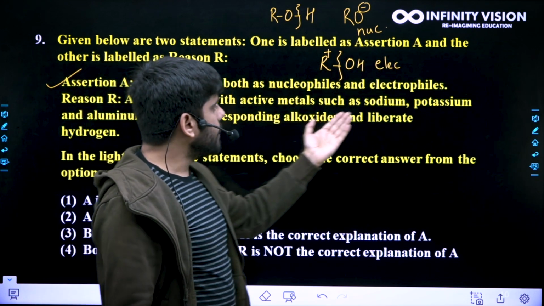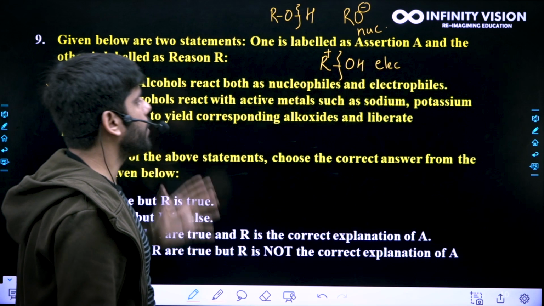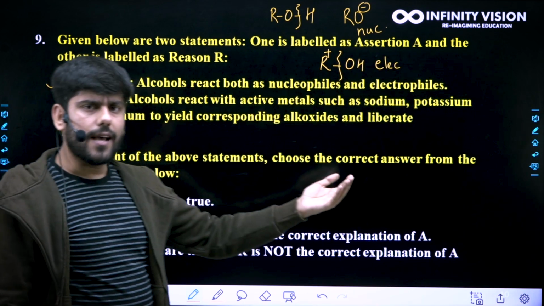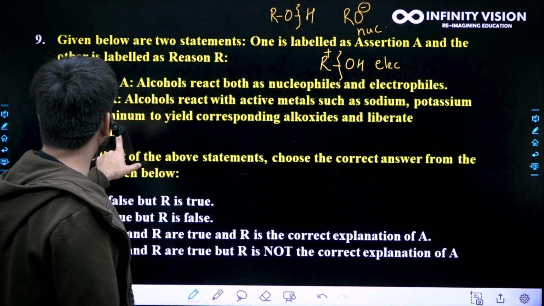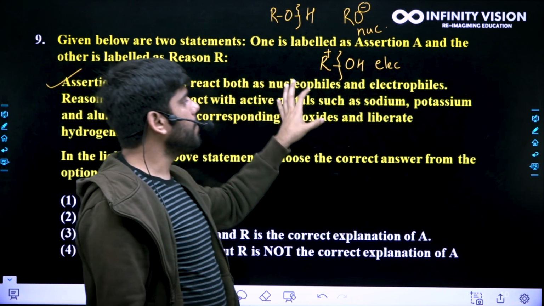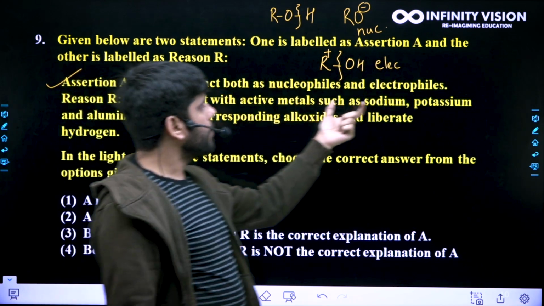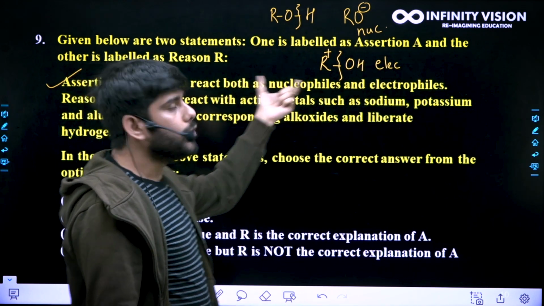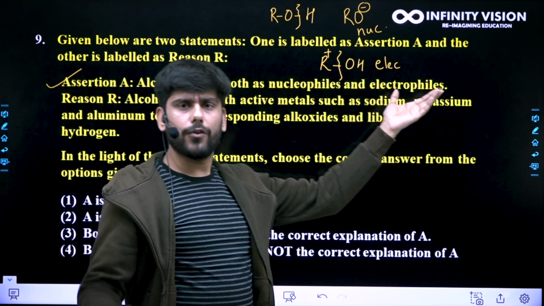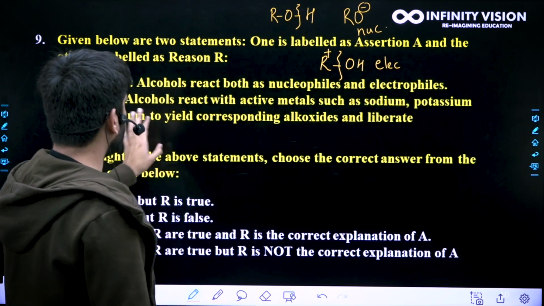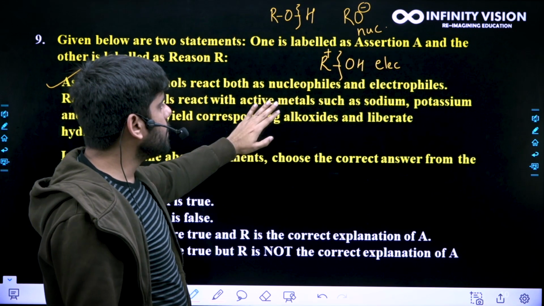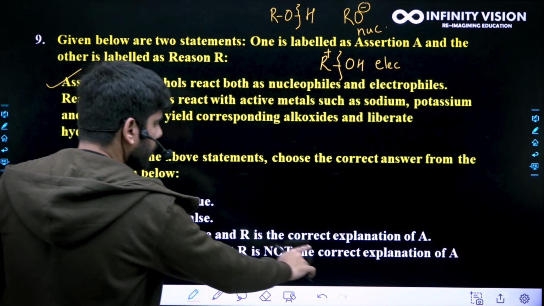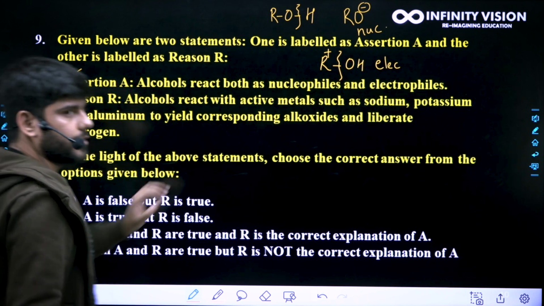Alcohols react with active metals such as sodium, potassium, and aluminium to yield corresponding alkoxides and liberate hydrogen gas. Absolutely correct. So this explains the acidic nature of alcohol, but it is not explaining the alcohol acting as electrophile. It explains the nucleophilic nature, but nothing about its electrophilic nature. So the statement is correct, but this reason is not the correct explanation for the assertion. So both are correct, but R is not the correct explanation of A. So fourth is the right answer.